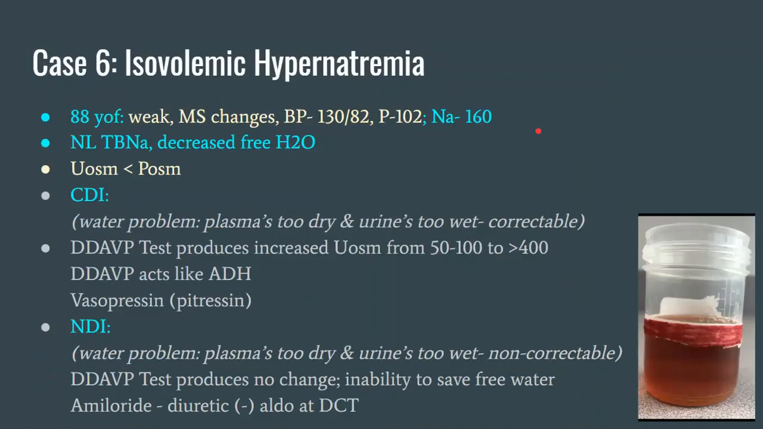Case number 6, the case of isovolemic hypernatremia. Another grandma comes in from the nursing home. She's weak with mental status changes. Blood pressure 130/82, pulse 102. Her sodium is 160. You think, wow, what's going on with her? I mean, she doesn't look that bad. Blood pressure looks pretty good. Pulse is 102, but that's not too bad. Maybe the next time you take it, it's in the 80s to 90s, just like the other lady.